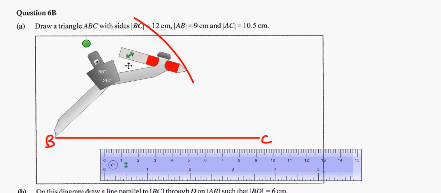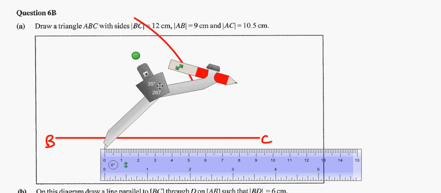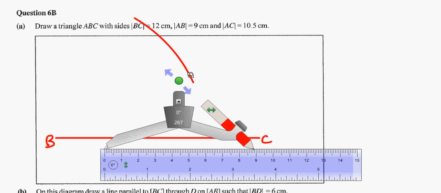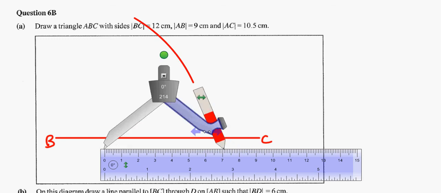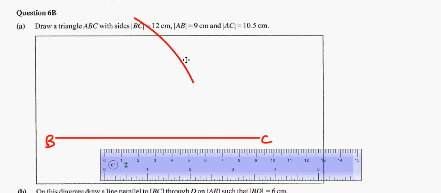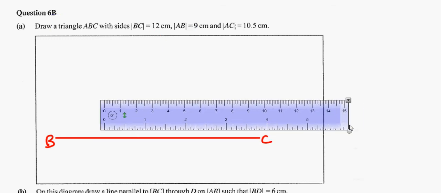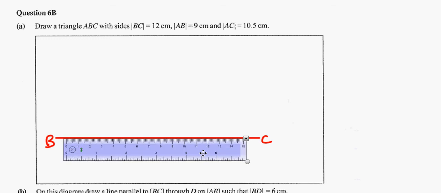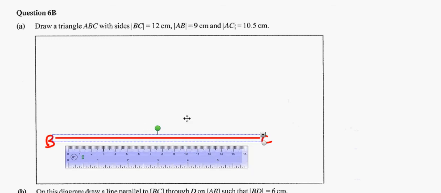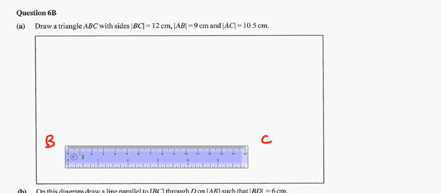Now the next one I have to do is 10.5, which is going to be quite a stretch. It turns out my compass isn't big enough to do this, so I'm going to have to go back to the very beginning and make this a bit smaller. So that will work this time. Once again, I'm just going to repeat the procedure. I'm going to draw B to C, another 12 centimeters this time.